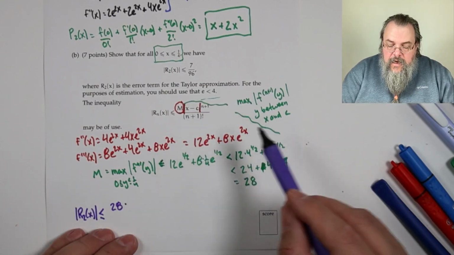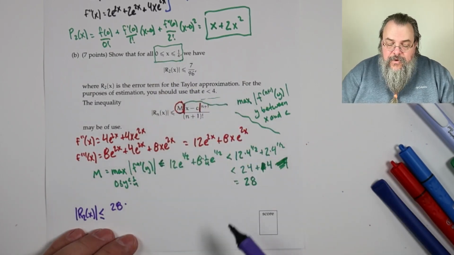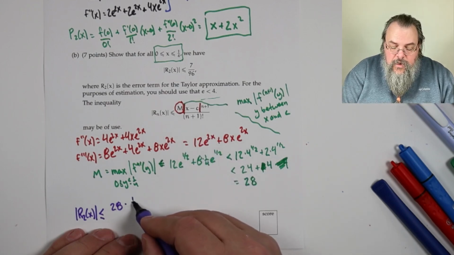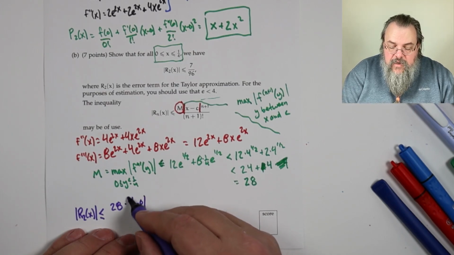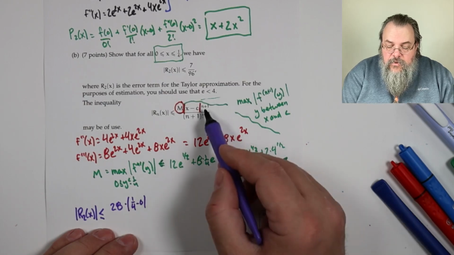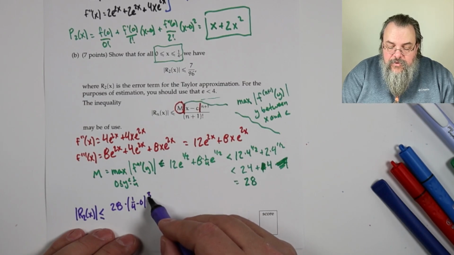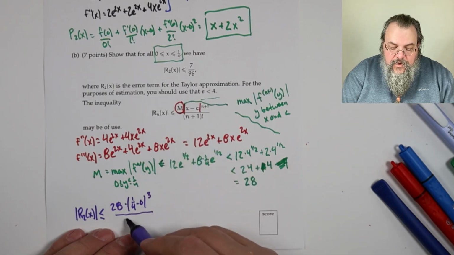Well, again, I'm in between 0 and 1/4. Okay, so how big should I get? Well, the biggest I should get is 1/4 minus 0. Right? That's the biggest I can get in this interval. To what power? n equals 2, so 2 plus 1 makes 3. Divide by 2 plus 1 factorial.